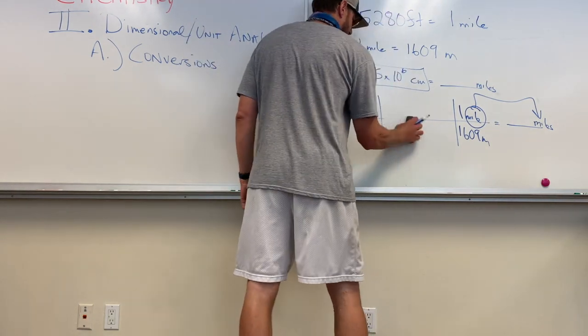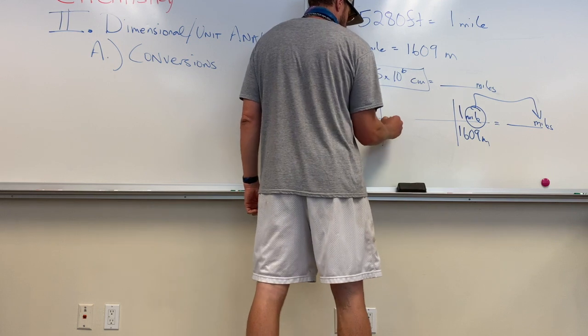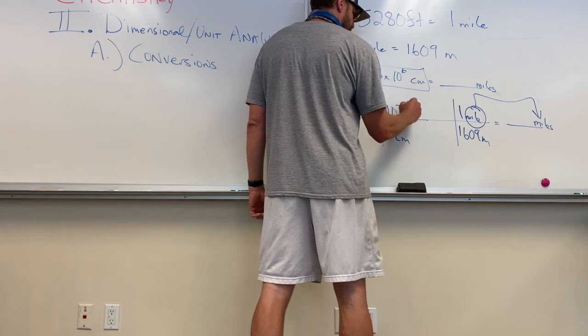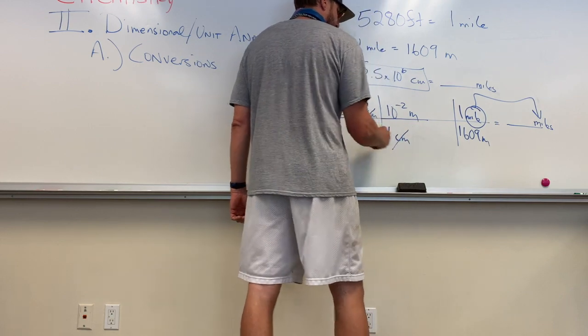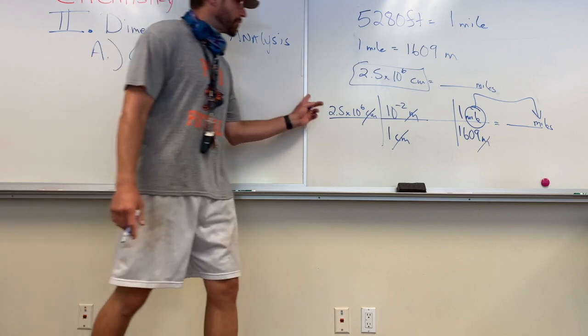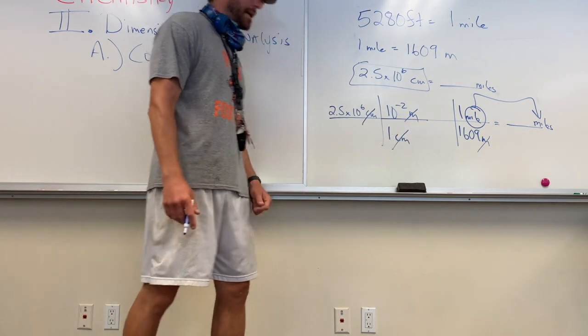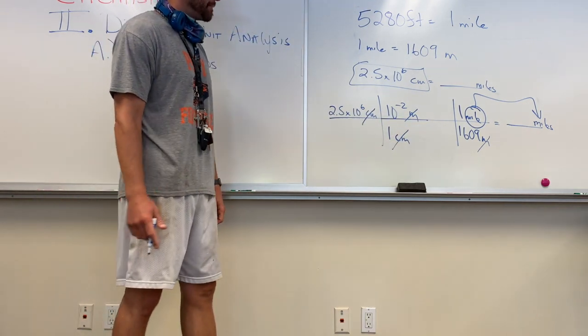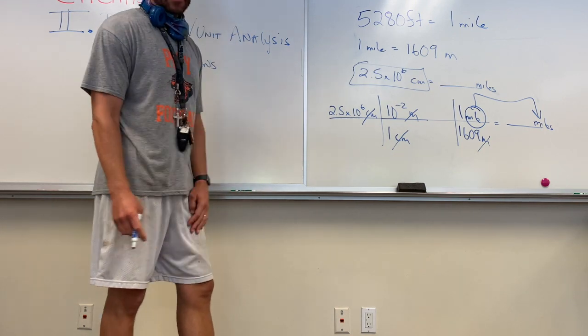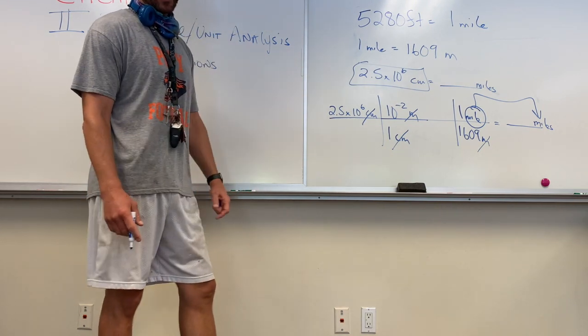So I'm going to flip this upside down. 1 centimeter is equal to 10 to the negative 2 meters. Now my centimeters cancel and my meters cancel, and I can end up in miles by multiplying everything on top and dividing by everything on the bottom. And again, I could put that into my calculator and go from there, but that's how we're going to set those up.